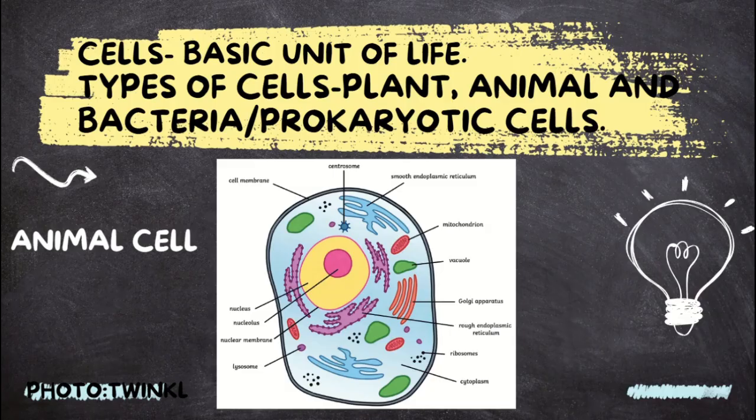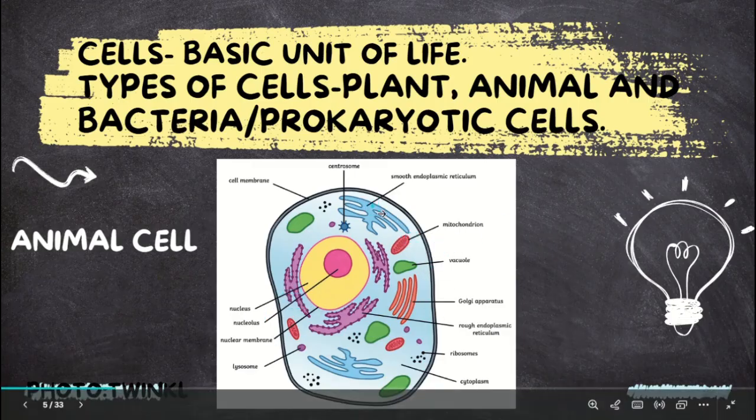So basically, our animal cell. We're going to take a look at it. The first thing when we look at this animal cell and we're looking at the shape, we can see that it has a very irregular shape, right?